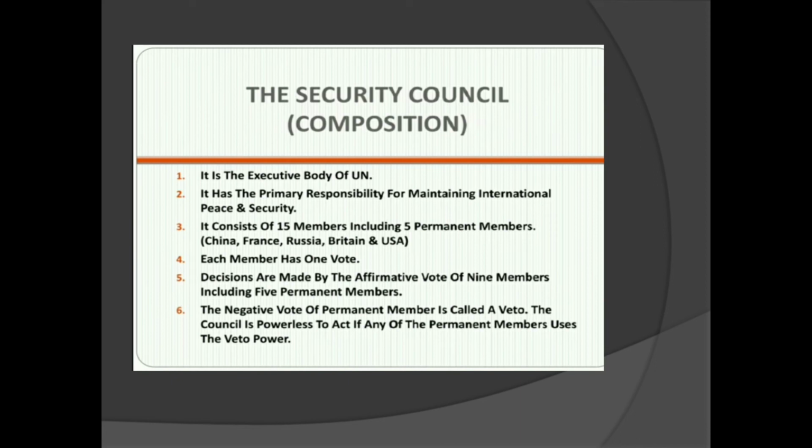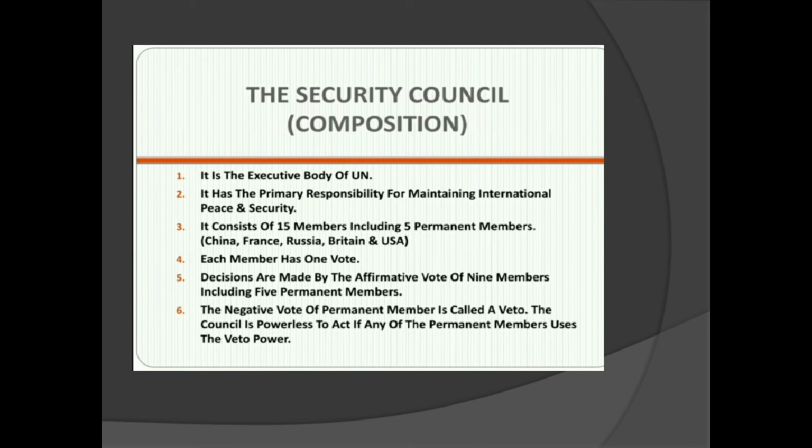So this is how the entire Security Council, comprising 15 members, is divided into permanent and non-permanent. There are 5 permanent members and 10 non-permanent members. Each member here has 1 vote. That means from China, irrespective of their representatives, it comes as 1 vote from China, 1 vote from France, 1 from Russia, and so on.